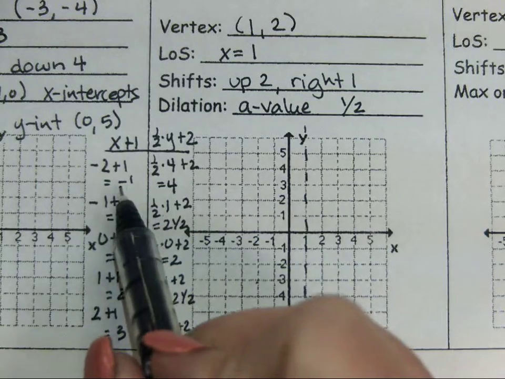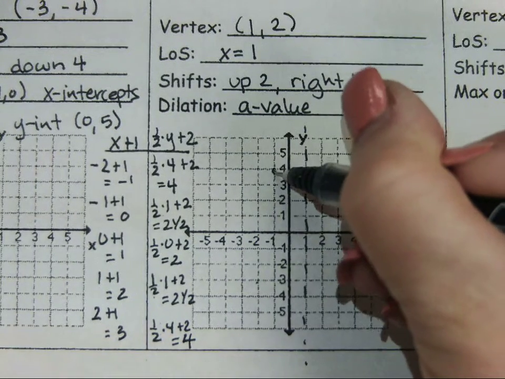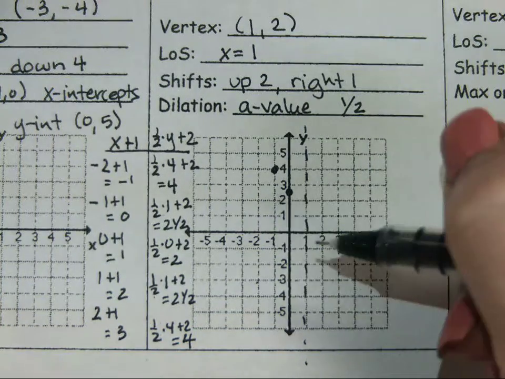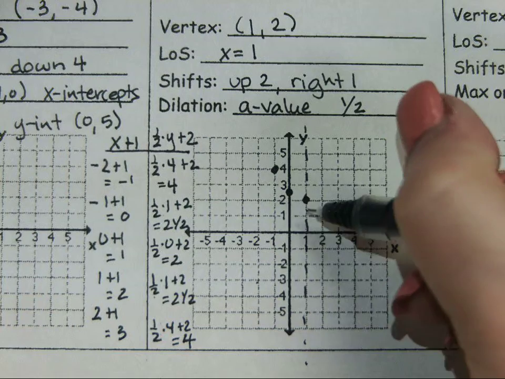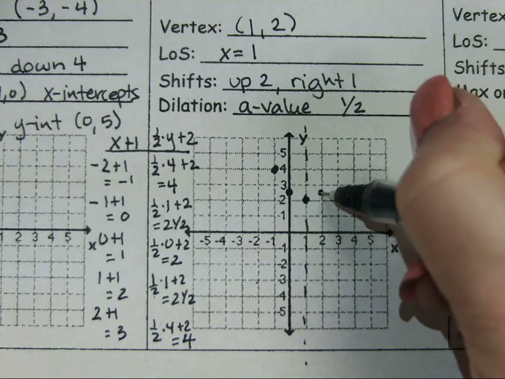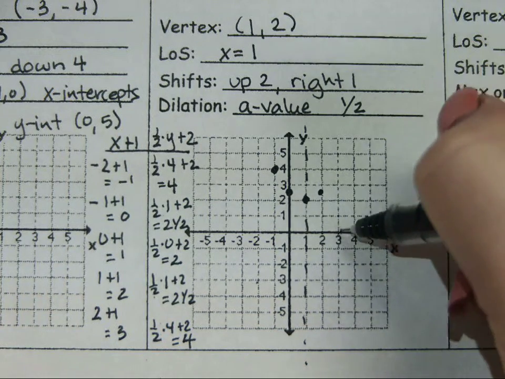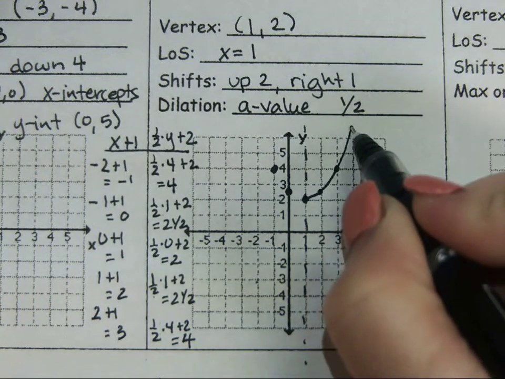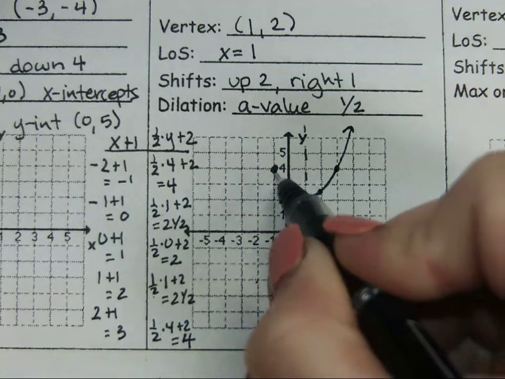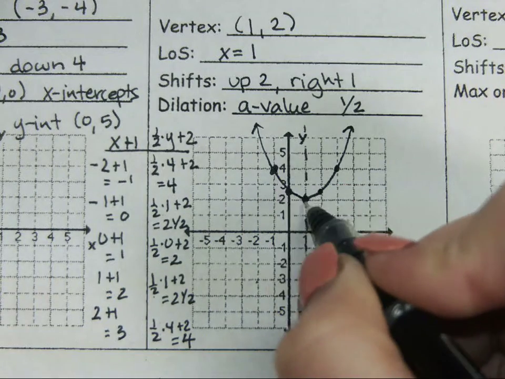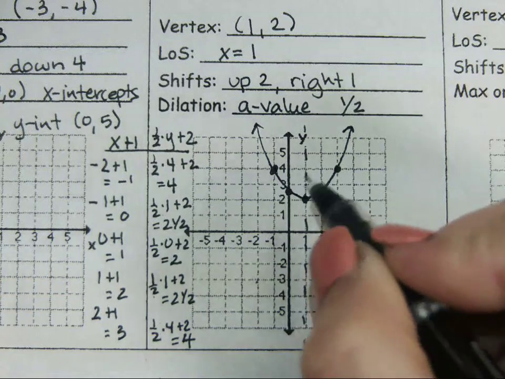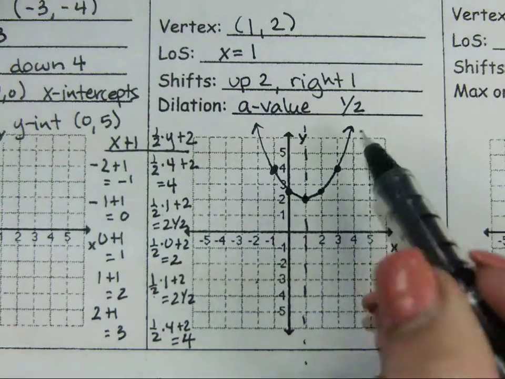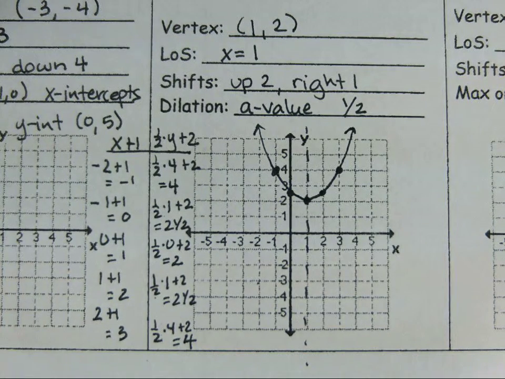So I'm going to put a coordinate at (-1, 4), at (0, 2.5), at (1, 2), at (2, 2.5) again, and at (3, 4). All right, so this is my graph. All right, so 5 points is good. And so you can just see that it's opening up wider. The dilation spreads out the graph a little bit more.